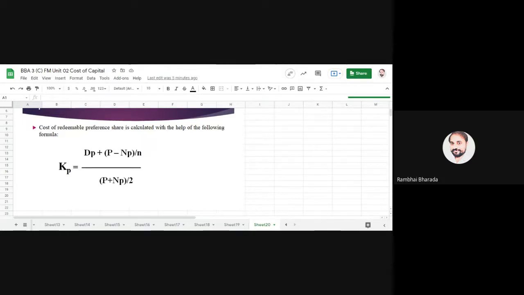Kp is equal to DP. DP stands for preference dividend, or dividend on preferences, plus P, or you can write RV. RV means redeemable value, or P means redeemable value. दोनों का मतलब एक ही है. In some books you will find P, in some books you will find RV.